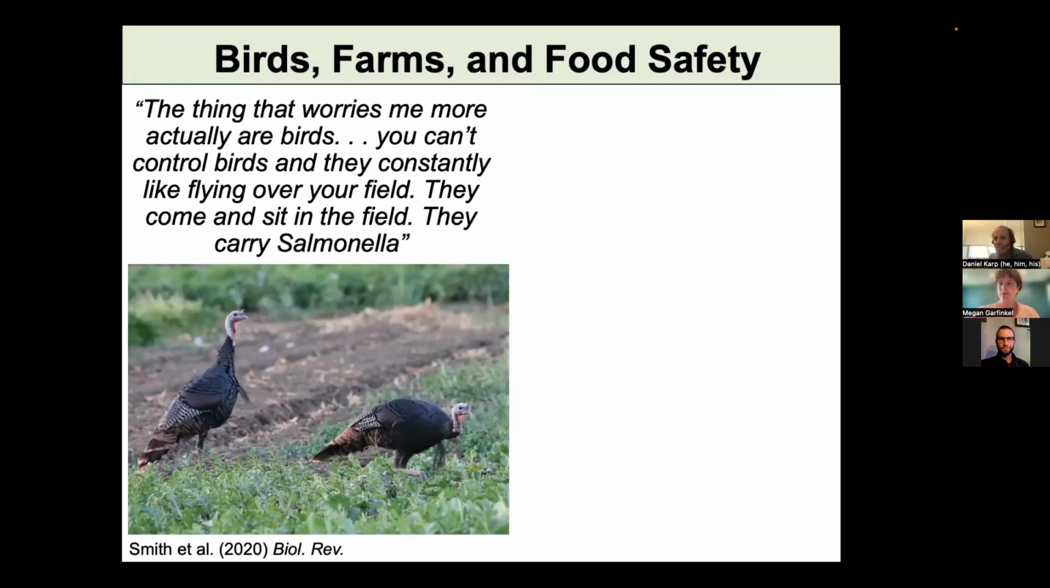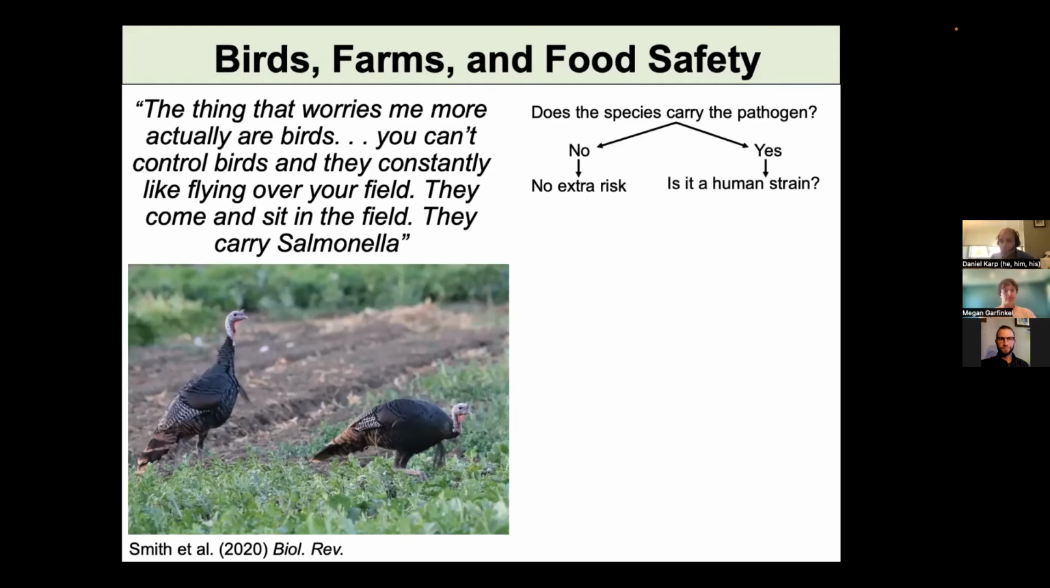So what do we need to be able to evaluate to see if birds are conferring food safety risks to fields? Well, the first thing that we need to know is, of the many species that visit farm fields, do they carry the pathogen in question? And if no, we don't need to worry about them. If they do, we need to worry about whether it's a human strain or not. Is it the actual strain of the bacteria that affects people? If not, then we don't need to worry about it.